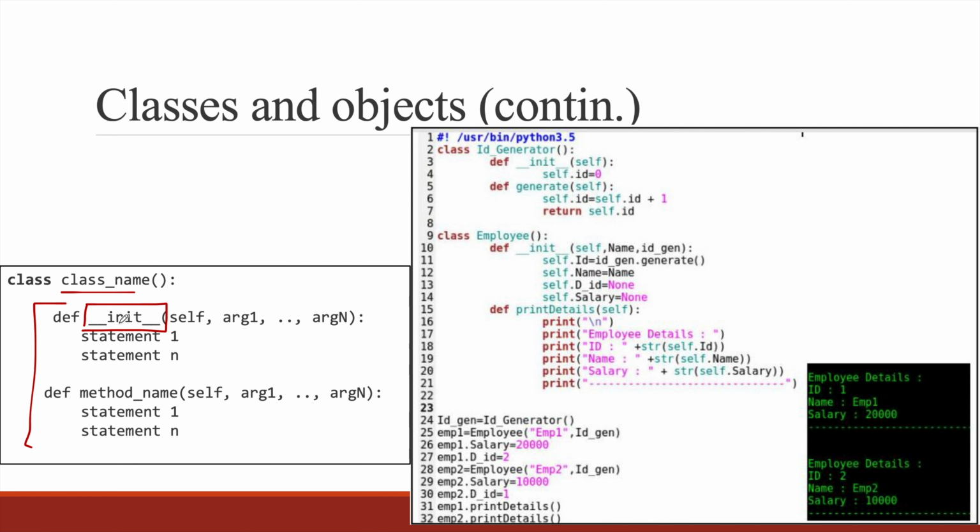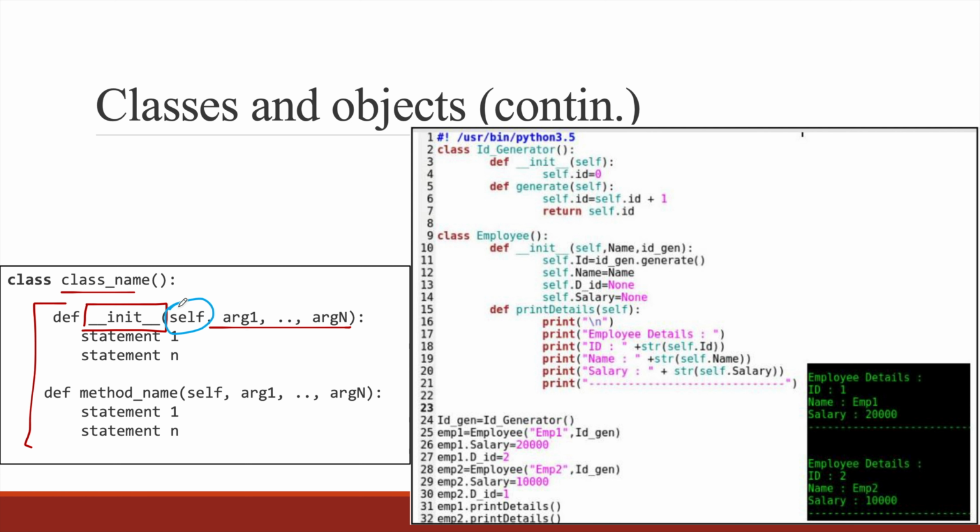I've seen many students make this mistake where they only add a single underscore at the beginning and end, and then they complain, why is it not working as a constructor? So you have to be very careful. So what are the arguments in this method that is called init? Well, it has as many arguments as you need. It depends on how many values you want to initialize. And we have a special variable at the beginning, which is called self.